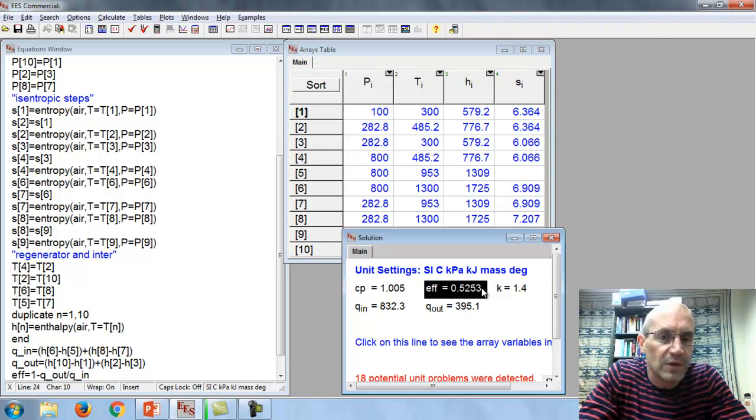In fact, what you'll see is, look at my efficiency. My efficiency is pretty significantly different than what we had before. The last time we had about 59%, and now we're down at about 52%.